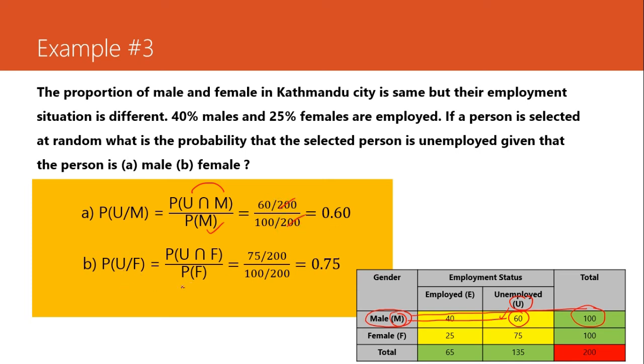Similarly, U by F. Now this is the formula, U intersection F. Whenever you are talking about intersection, just look at one of the yellow boxes, and for this denominator, marginal probability, look at one of the green boxes. As simple as that. So U intersection F, this one, 75, right? 75 by 200. And then 100 by 200, 0.75 is the answer.